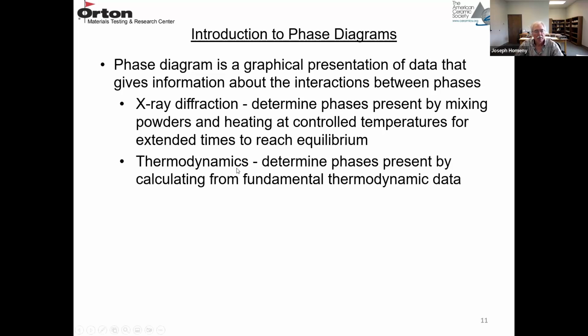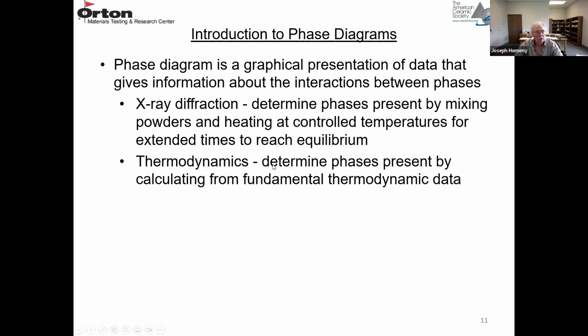So there's two ways to make a phase diagram. The oldest method is by X-ray diffraction. It's tedious. You determine the phases present by mixing the powders, heating them to a high temperature, and then holding for an extended time to make sure you reach equilibrium. Then you rapidly quench it, you X-ray it, and you see what phases are present. So as a function of temperature and composition, you can do this. It requires a lot of different samples at a lot of different temperatures. Again, it's tedious, but it does give a good phase diagram in the end.